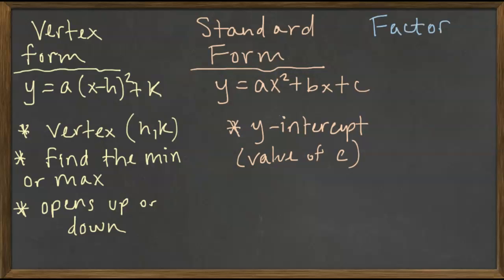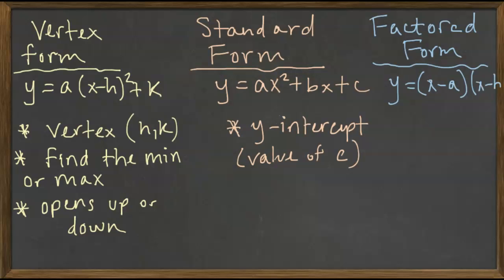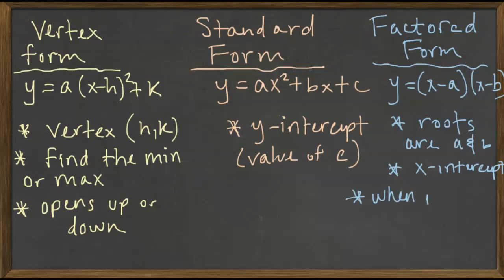And the last form that we talked about was the factored form. And the factored form, if it is factorable, will give us the exact roots of the quadratic, and those roots are a and b. Typically they need to be real numbers, and they're also the x-intercepts. So we know that it would cross at those two values on the graph.